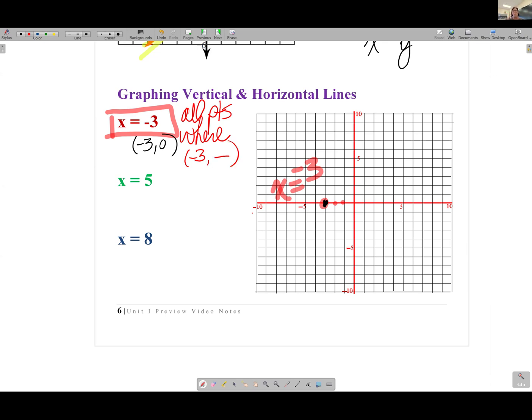All the points where. So when you see x equals -3, you ask yourself, where are all the points where x is -3? Well, (-3, 0) is one of those points, but so is (-3, 1), (-3, 2), (-3, 3), (-3, 4), (-3, 5), (-3, 6), (-3, -1), etc. So x equals -3 is a vertical line, all the points where x is -3.